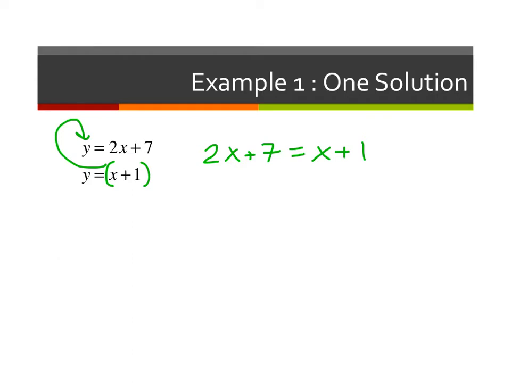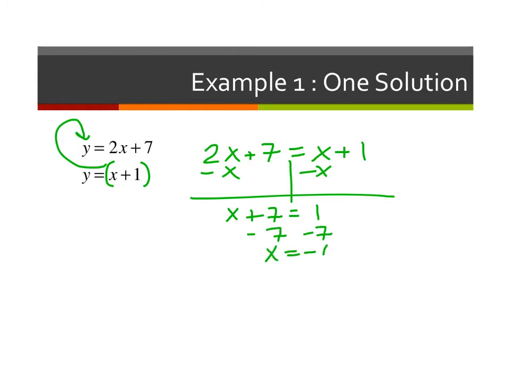So I'll subtract x from each side, giving me x plus 7 equals 1. Subtract 7 from each side, giving me x equals negative 6. Now go back and plug it in to one of the two equations.